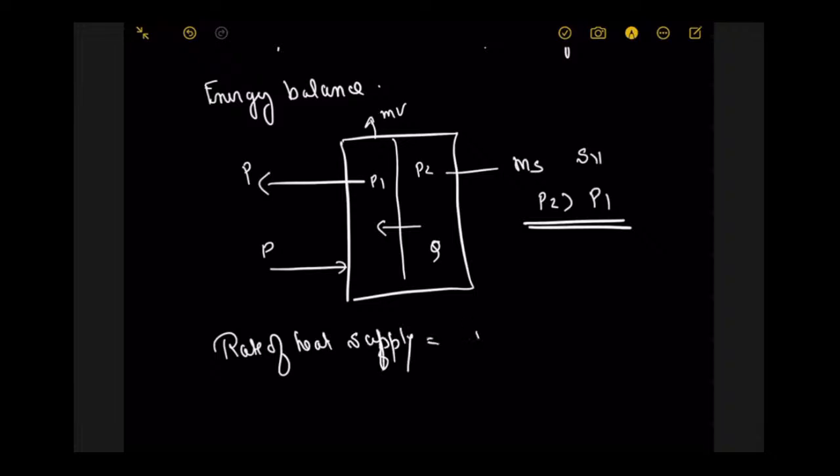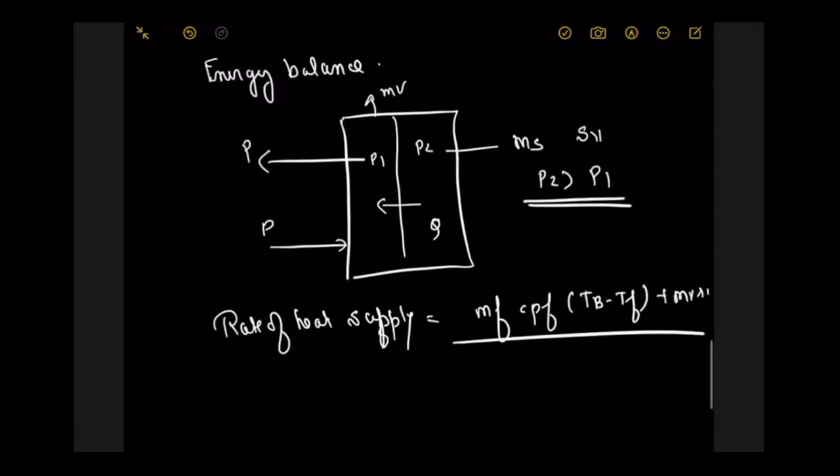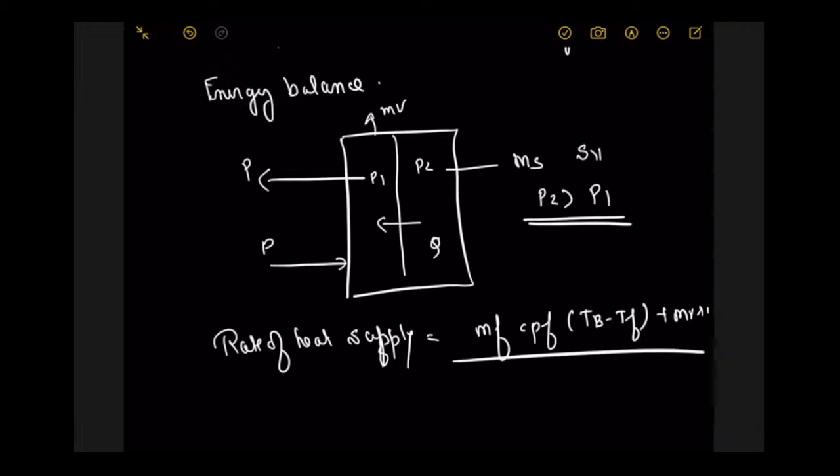So the rate of heat supply is equal to how much heat we need, that is mass of feed into Cp of feed, Tb minus Tf, plus mass of vapor formed into lambda. That is the rate of heat supply. This is feed, this is the product you are getting, this is the vapor which is generated, and this is the steam we have supplied to the system.